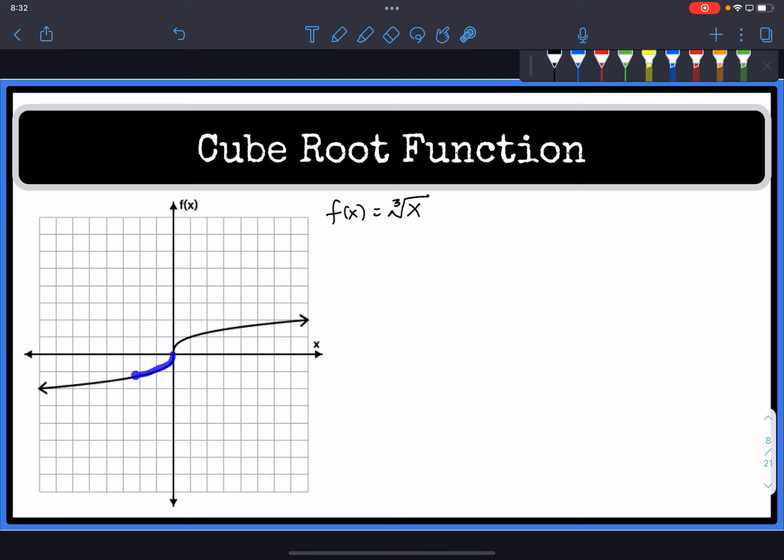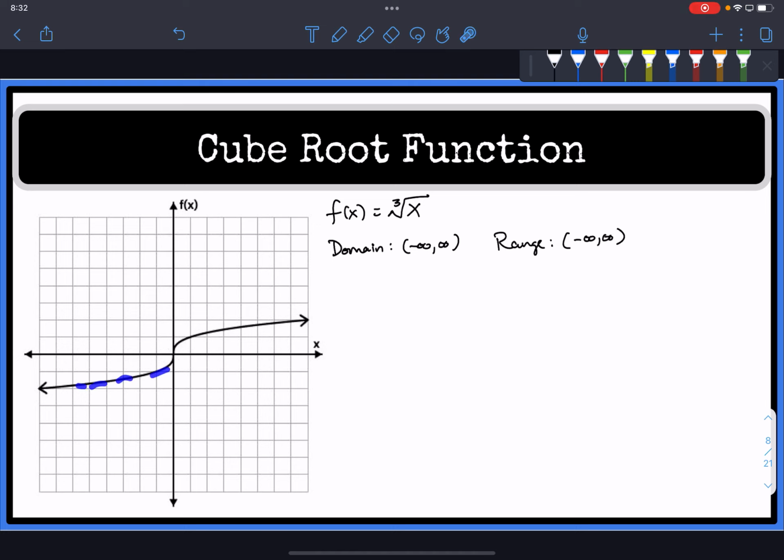But it also has the left part of it. So it's a little skinnier than the square root function, and it also has a left part to it, which means that our domain is going to be all real numbers from negative infinity to positive infinity. Every single one of these points on this graph is going to have an x value that reaches from negative infinity to positive infinity. And the range is the same, from negative infinity to positive infinity.